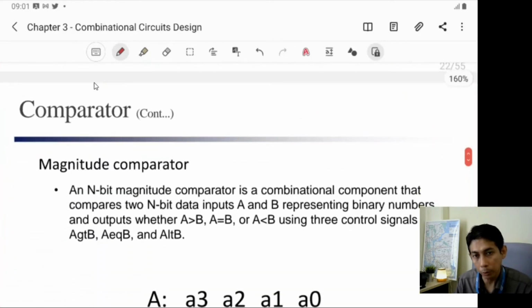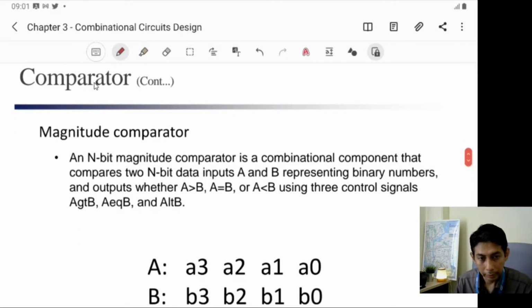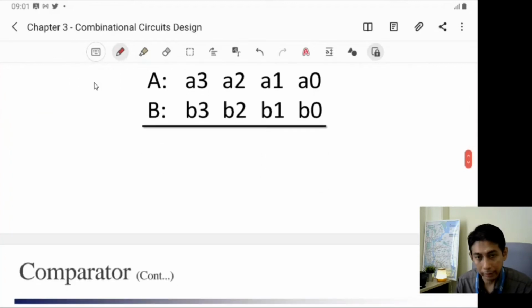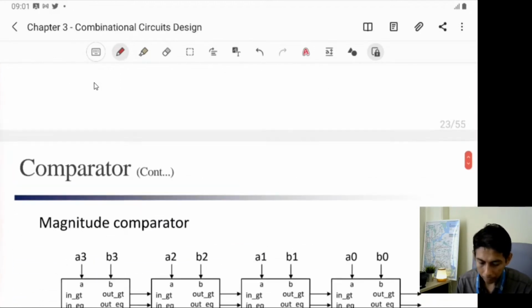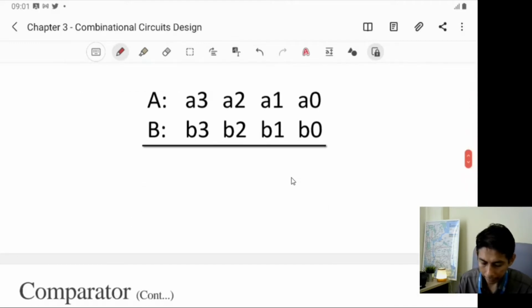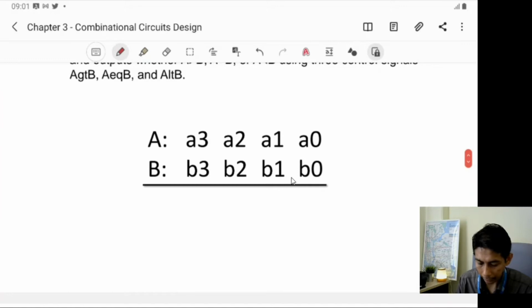But if you want to do more, for example, we want to know whether A is greater than B or not, or A is less than B or not, we need to do a little bit more, where we need to have an extra circuit, right? So for example, this is A and B, so we want to compare, right? Or maybe the idea comes from something like this.